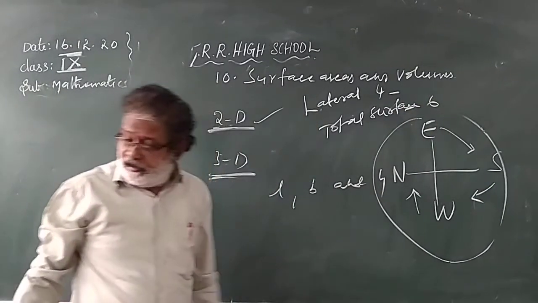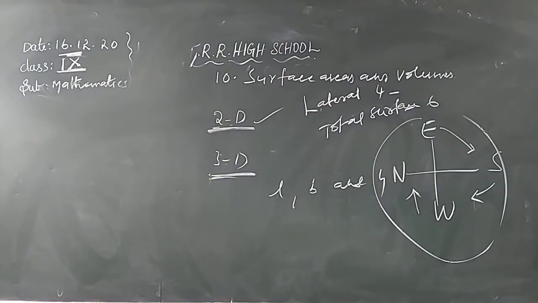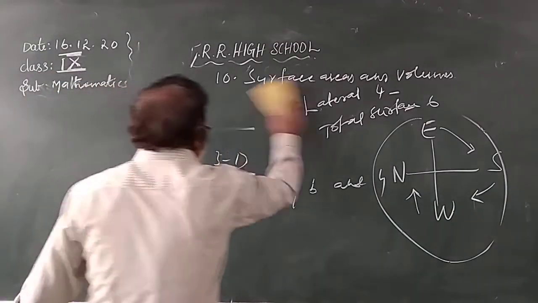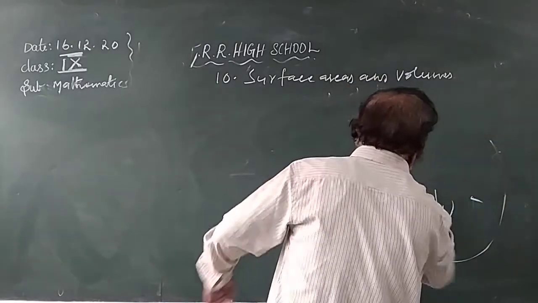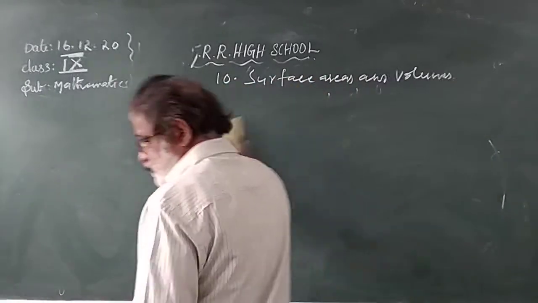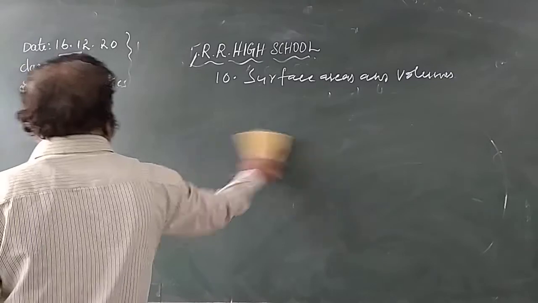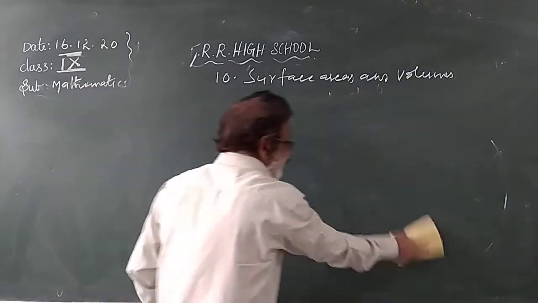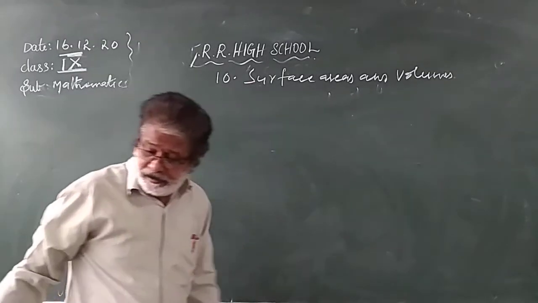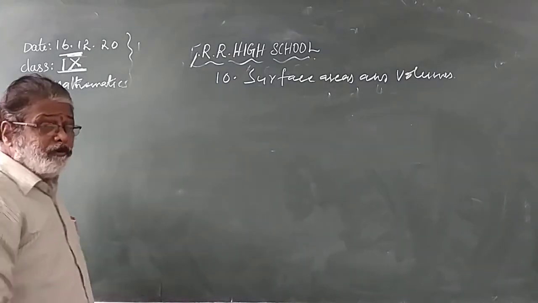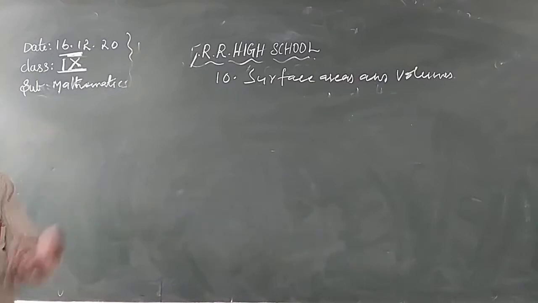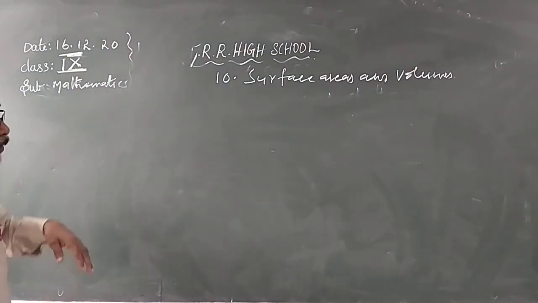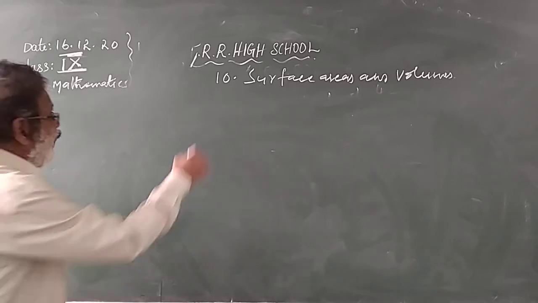Now let us discuss the 3D objects in this chapter. Let us go first for the cuboid, the cube. The cube and cuboid are 3D objects. Already about 2D objects you have learned in the 7th and 8th class. They are triangles, rectangles and squares. So the new one here is the cuboid.